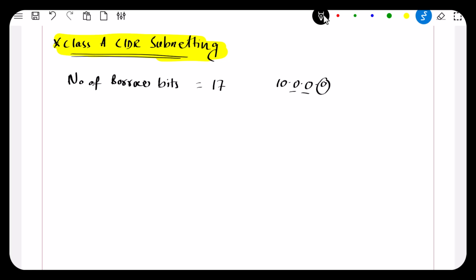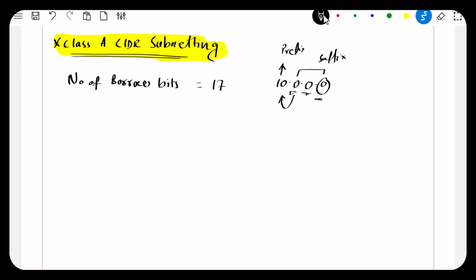We know by default this is the prefix and these are the suffix. But when we borrow bits in subnetting, we are borrowing bits from the suffix part to the prefix part. As we did, we successfully borrowed bits from the second octet and third octet. Today we are going to borrow bits from the fourth octet.